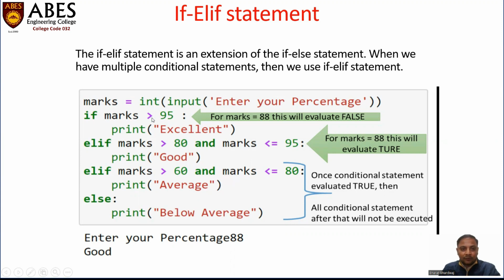In this scenario, first of all, we will check this condition. If this condition is true, then we will execute this print statement, and the rest of the program will be discarded. If this condition is false, then we will move to the next part: marks should be greater than 80 and marks should be less than or equal to 95. This condition will be checked only after the first condition is false. And I'm executing this scenario in the terminal.